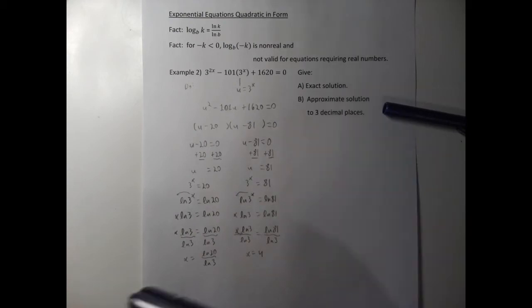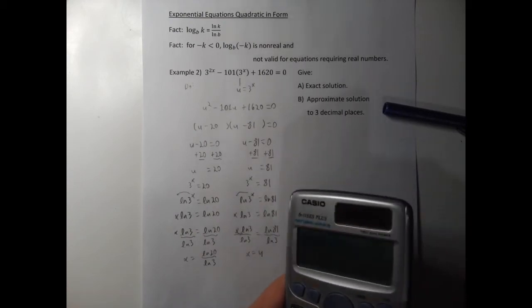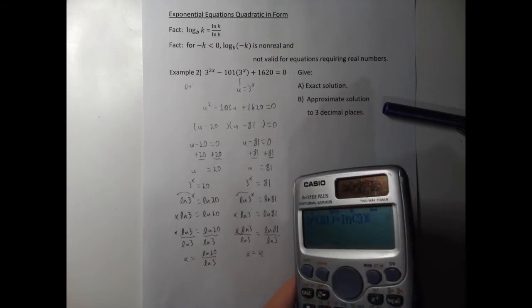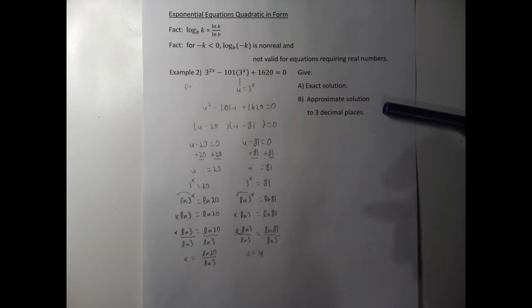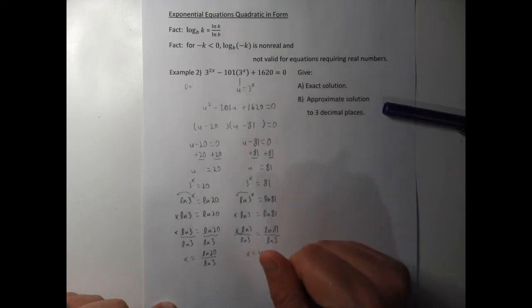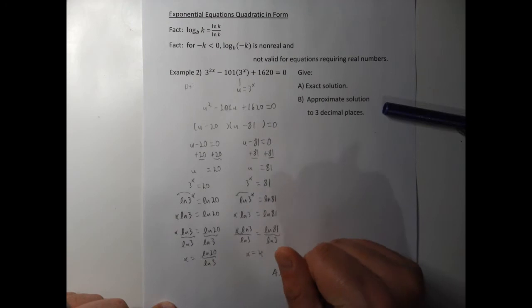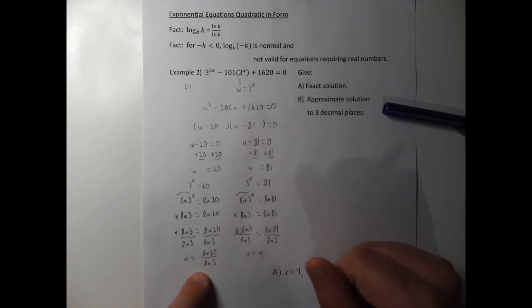Now I will show you that on a calculator. Natural log of 81 divided by natural log of 3 is 4. Okay, so A says exact solution. So x equals 4, because that's a rational solution, and this is irrational.